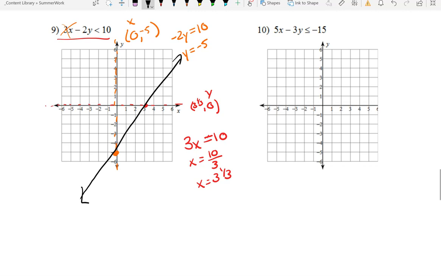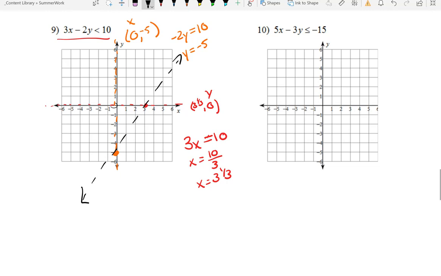Okay, now I draw the line, and then I look, oh, I made a mistake. This is just less than, so it's not a solid line, it's a dotted line. Okay, so now, which side do I shade? I always test a point. Some people could just look at it and shade. I like to test. I always try to test 0, 0. That's the easiest thing to test.